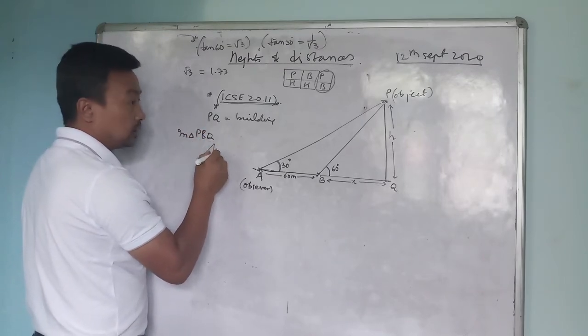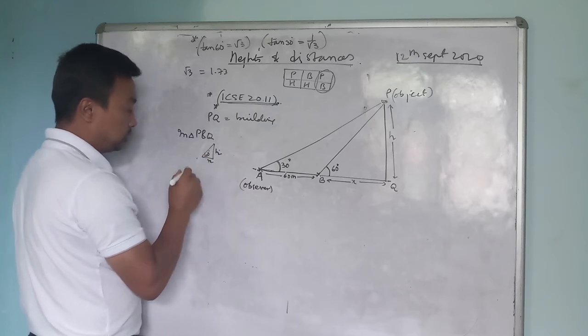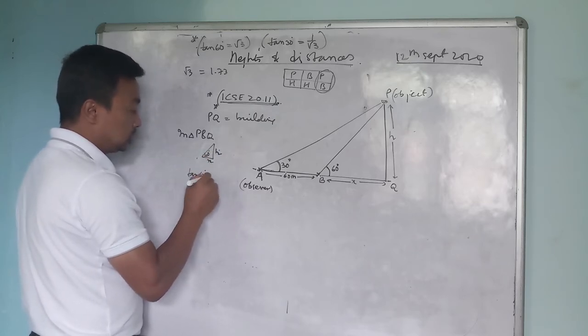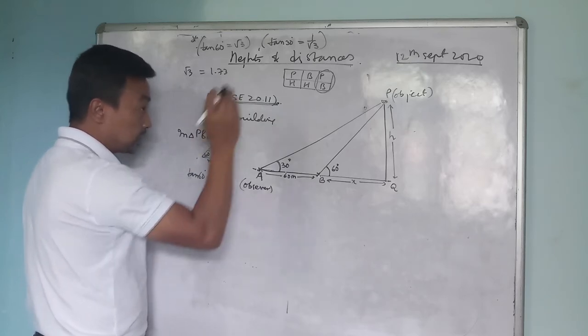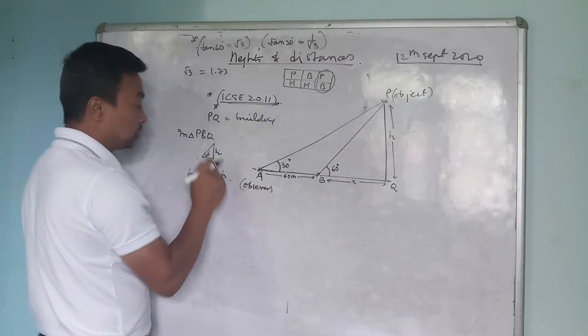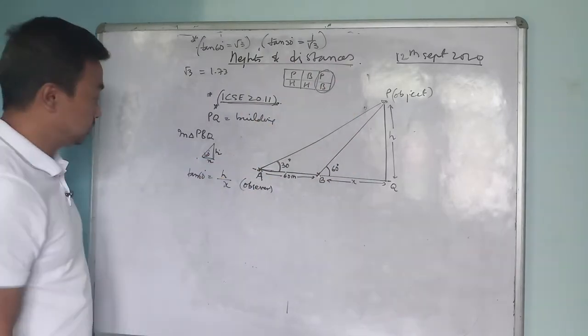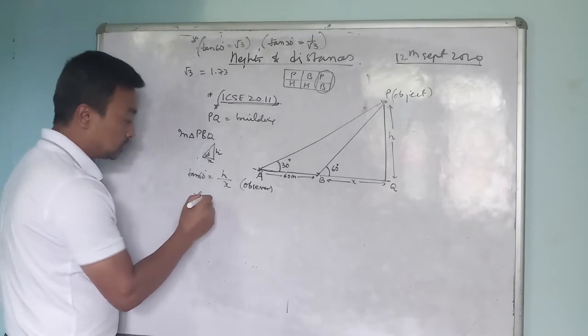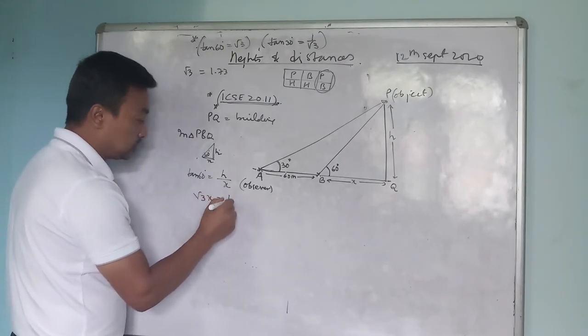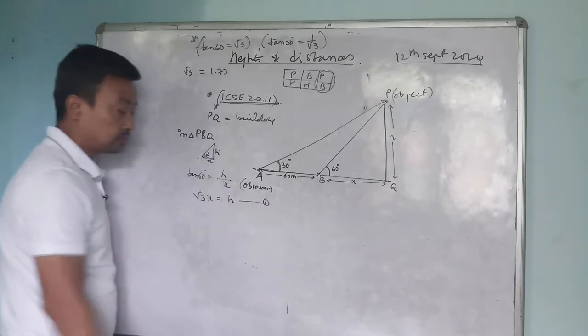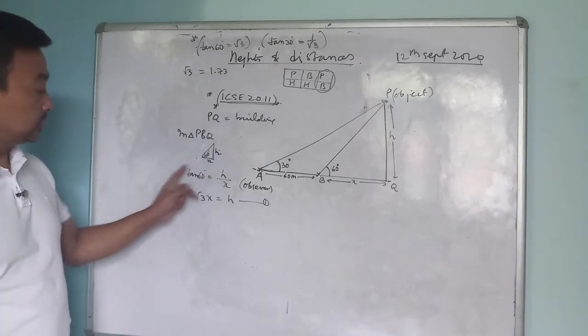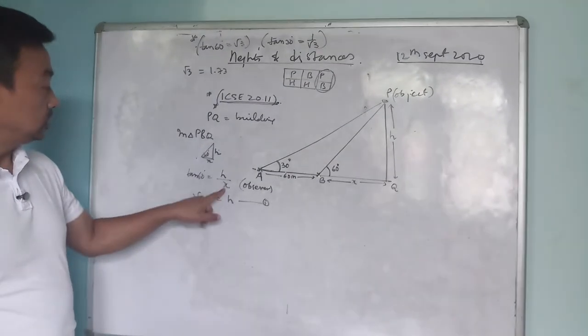60 degree, height and x, both are unknown here. So tan 60: the perpendicular is actually the height of the building. Do not be confused with the hypotenuse. The base of the triangle is not given to you. Tan 60 is root 3, so root 3 into x equals h. This is equation 1. Tan 60 is root 3, this x will go there.